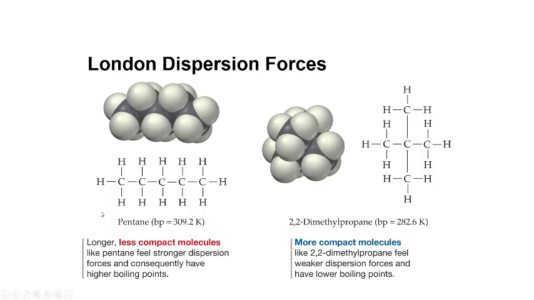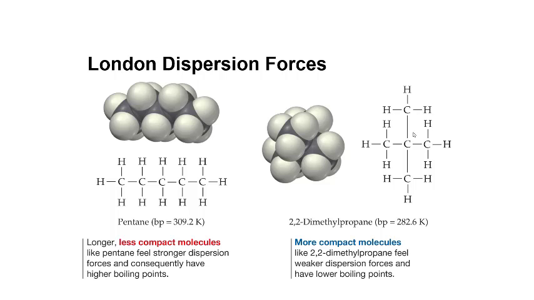So here we have pentane and 2,2-dimethylpropane. These two molecules have the exact same molecular weight, but we can observe that they have two different boiling points. The pentane, which is a more spread out, less compact structure, has a higher boiling point than the 2,2-dimethylpropane, which is a more compact structure. So the same sort of rationale exists for this phenomenon here.